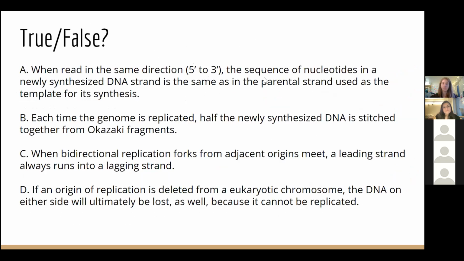Like in part C, replication forks are going to meet up. So it might take a little longer if we lose an origin. There's a reason we have so many origins, and that's for speed and efficiency. But just because one origin of replication is deleted does not mean that the genes on either side will be lost. They'll still be replicated. It just might take a little longer. And I can't give you any time frame of what a little would be, because this is all happening super fast.